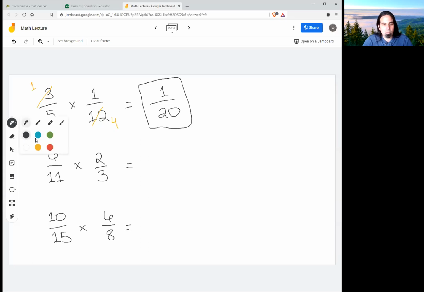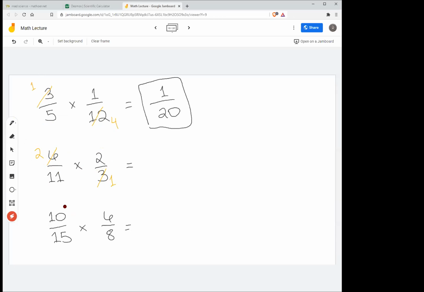Okay, on the second one, where did we have canceling happen? 6 and 3. 3 divided by 3 is 1, 6 divided by 3 is 2. Now I have two 2's. Can I take both of those and do more canceling? I don't think so. No, we can't.